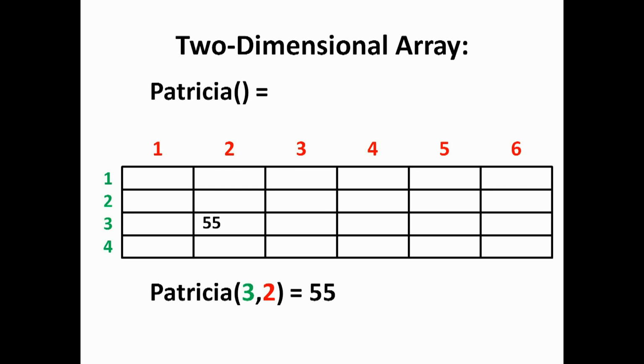You can see that this is different from a one-dimensional array because there are now 2 numbers inside the brackets, separated by a comma. Please note that the number of the row always comes first and then the number of the column. So Patricia(3,2) equals 55. So rows down and columns across.